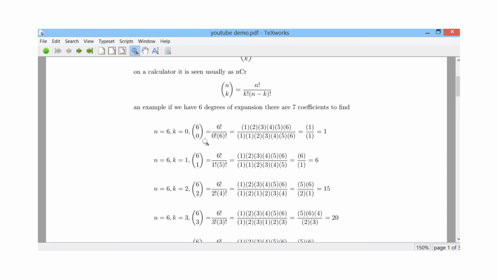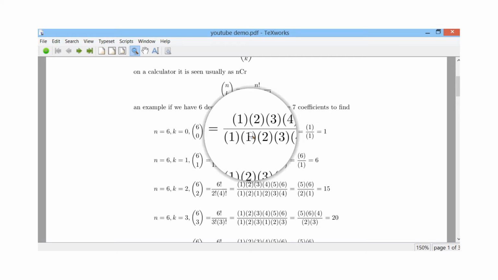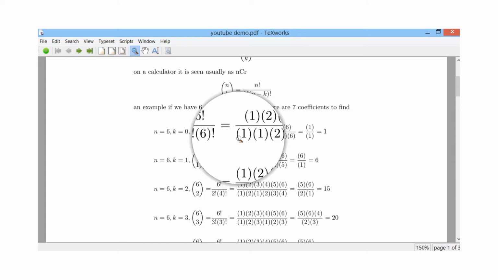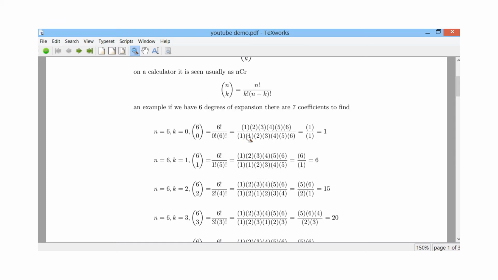So 6 choose 0. Well, 0 factorial is always taken to be 1, so don't worry about the 0 factorial. 6 factorial is 1 times 2 times 3 times 4 times 5 times 6. Then on the bottom you've got 0 factorial, which is your 1, and then your 6 factorial, which is 1, 2, 3, 4, 5, 6, all multiplied together. What you'll see is a lot of cancelling out here. 1 and 1, 2 and 2, 3 and 3, 4 and 4, 5 and 5, 6 and 6 will cancel out, which leaves you with 1 times 1, which is 1. So your first coefficient will be 1.